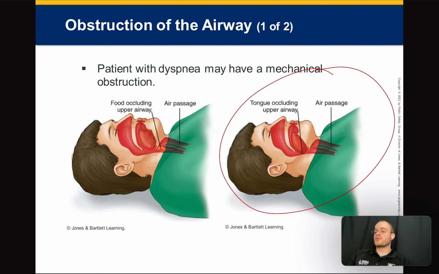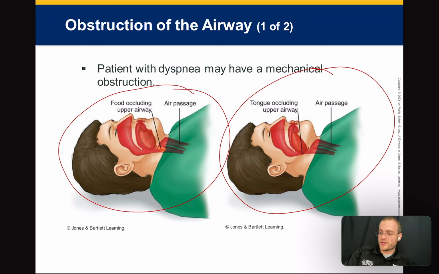Now, another common airway obstruction would be food, right? Or batteries, or toys, or coins, or whatever. Kids stick all sorts of weird stuff in their mouth. So for kids, it's usually a foreign body. For adults, it's usually food.